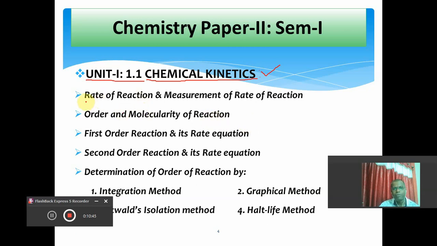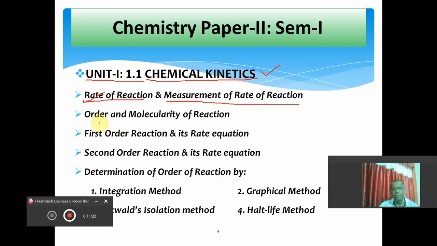In this topic we are going to talk about the rate of reaction, the factors affecting the rate of reaction, and how we can measure the rate of reaction of any chemical reaction. This is the purpose of this topic, because chemical kinetics is simply defined as the branch of physical chemistry which deals with the study of the rate of reaction and the factors affecting the rate of reaction. It means that the branch in which the study of the rate of reaction and the factors affecting it is carried out is simply called chemical kinetics.